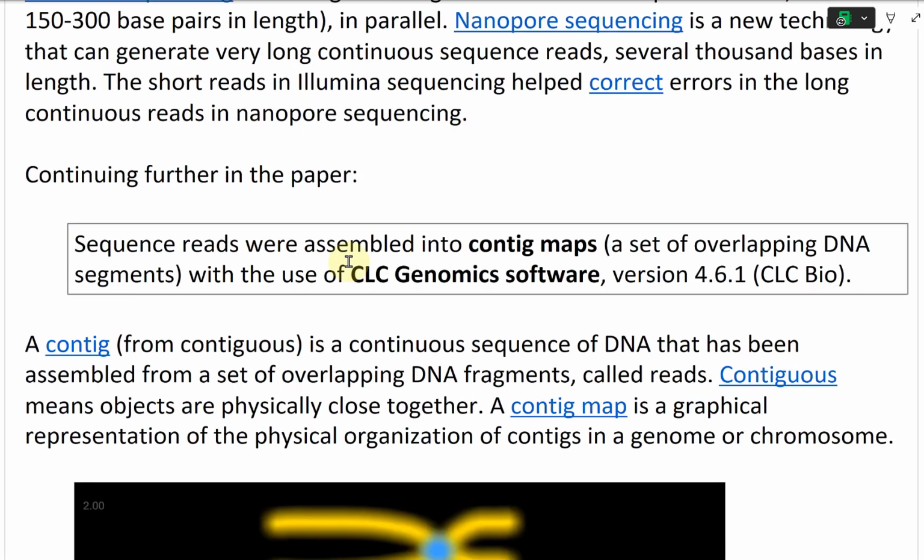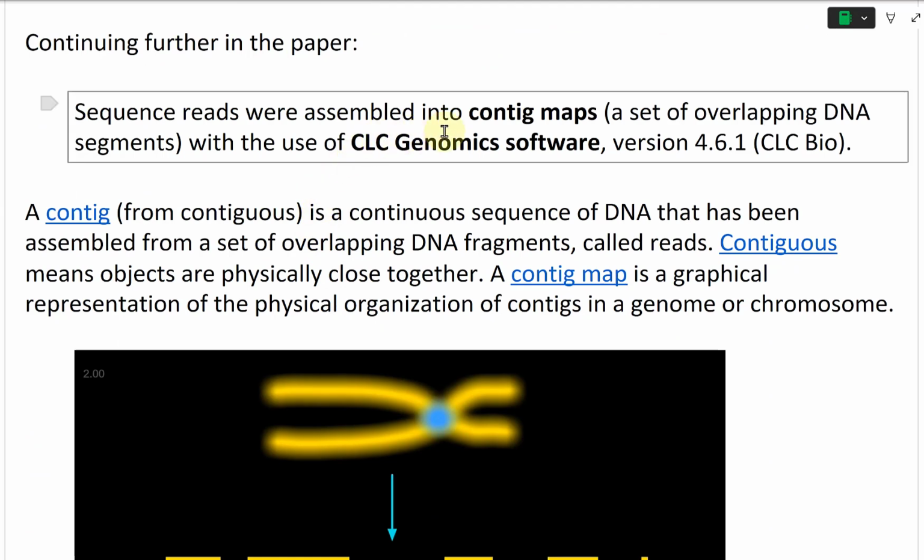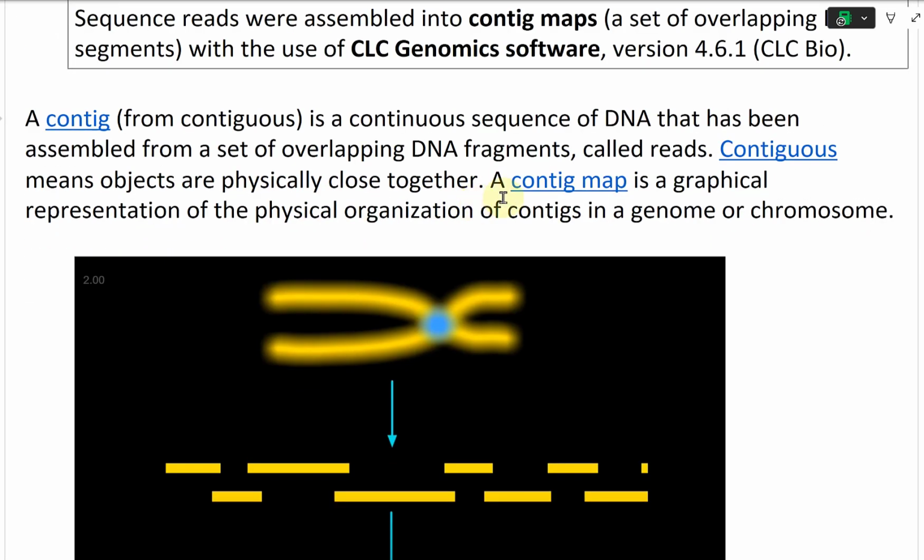So continuing further in the paper, sequence reads were assembled into contig maps, which are a set of overlapping DNA segments, with the use of CLC Genomics software version 4.6.1 from CLC bio. Note that a contig, from the word contiguous, is a continuous sequence of DNA that has been assembled from a set of overlapping DNA fragments called reads. The word contiguous means objects are physically close together, as opposed to continuous, which means a smooth transition. A contig map is a graphical representation of the physical organization of contigs in a genome or chromosome.